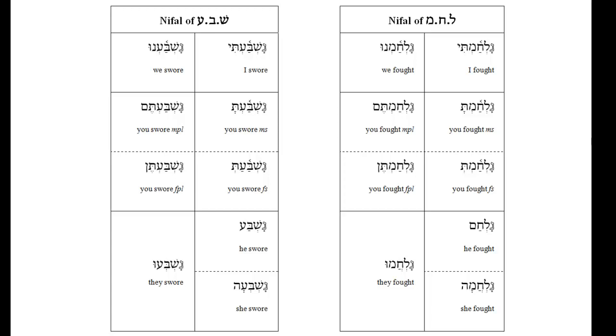And now the Nifal for shava. Nishbati, nishbata, nishba'at, nishba, nishba'a, nishbatnu, nishbatem, nishbaten, nishba'u.